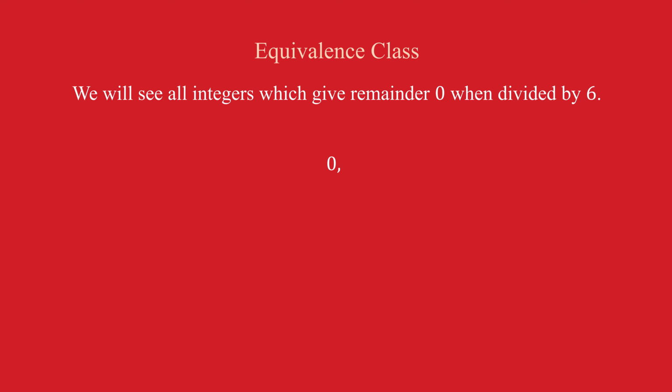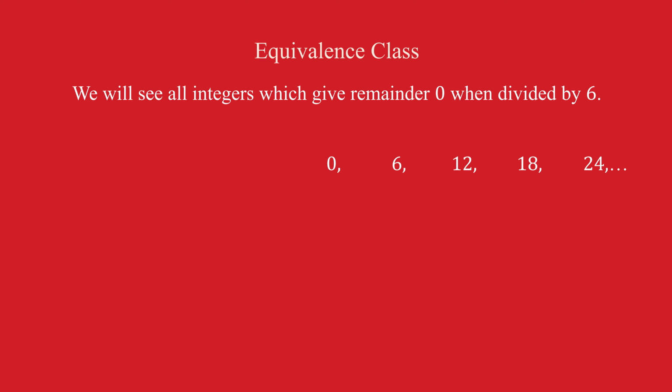So we have 0. When we divide 0 by 6, we get the quotient 0 and the remainder 0. The next number is 6. When you divide 6 by 6, the quotient is 1, the remainder is 0. 12 divided by 6 gives us remainder 0. 18, 24 and so on.